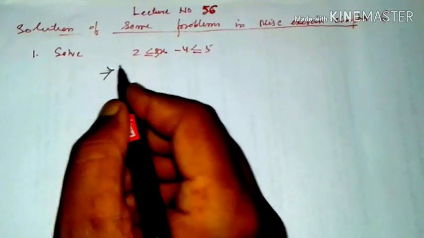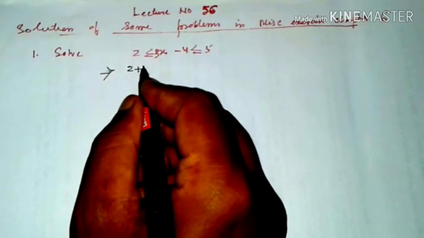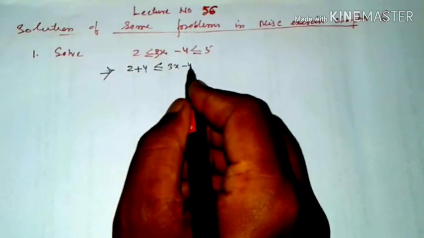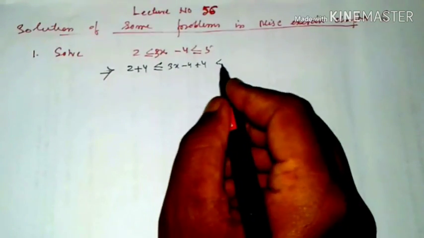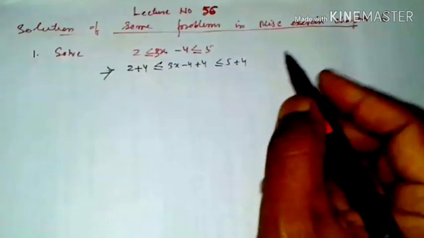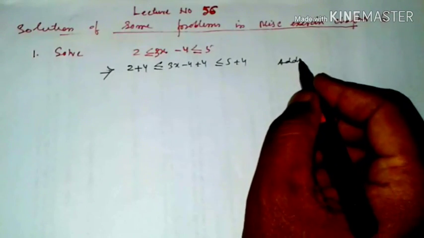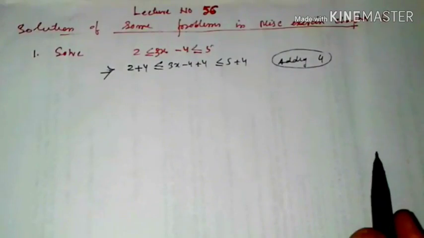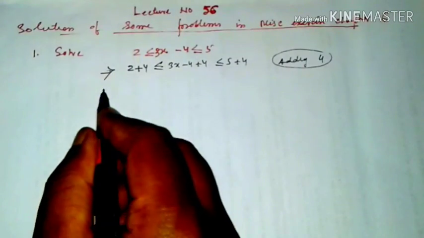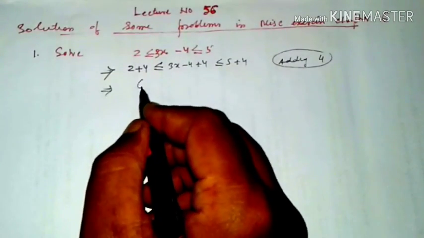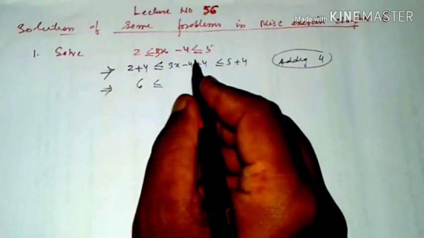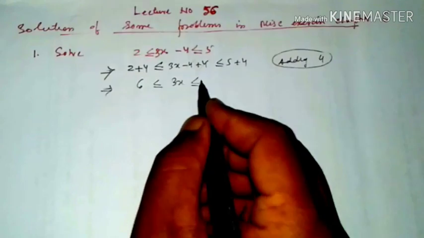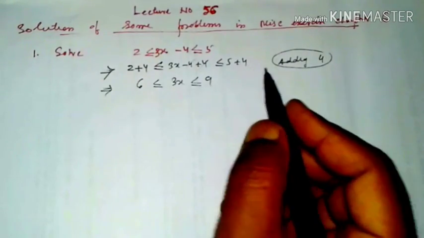Therefore this implies we can write 2 plus 4 less than equal 3x minus 4 plus 4 less than 5 plus 4. This is adding 4. Next step, this 6, there is 4, we can cancel it. Therefore 3x less than equal 9.